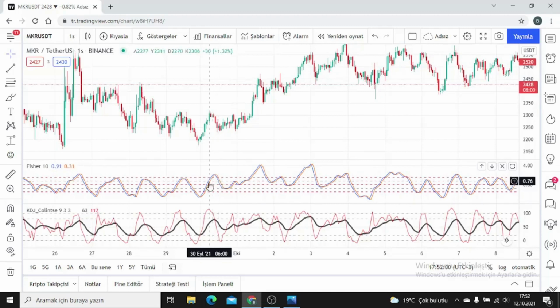Friends, don't be misled, it is very close here. But as you can see here, a long trend started and intersected here.